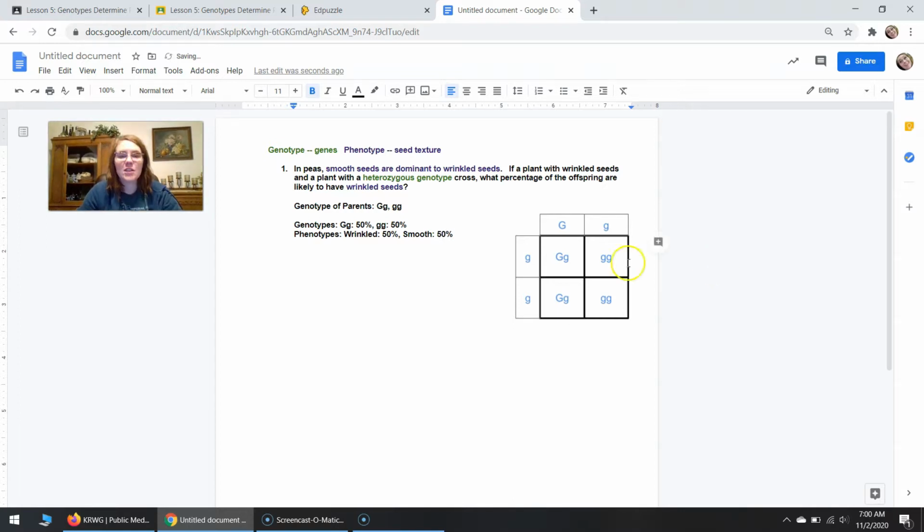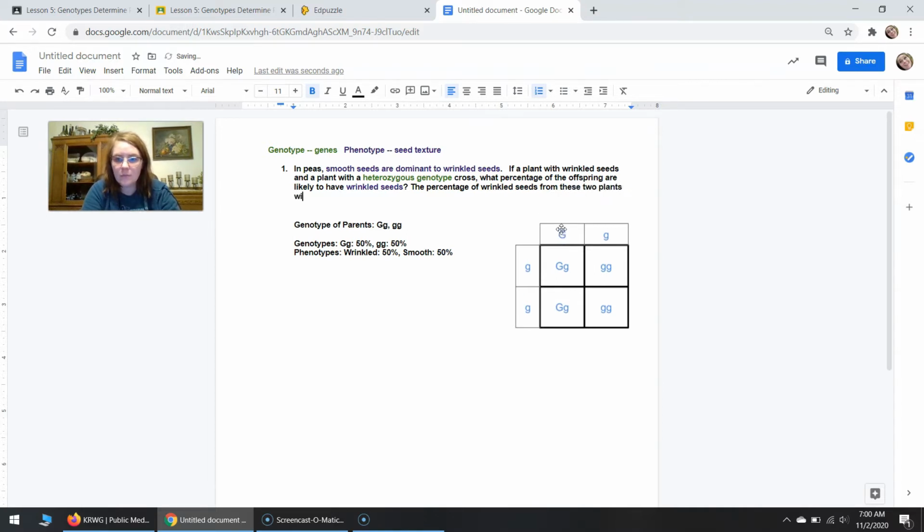So now we can actually answer this question. Okay, so we had to do some work. This is how we work out the problem. We have to show our work in math, you know. This is kind of a math thing. It's probability. So then we're going to be able to answer our question. The percentage of wrinkled seeds from these two plants will be half, or 50%. Okay, so that's how we actually get to that answer.